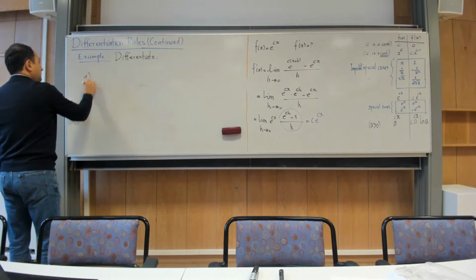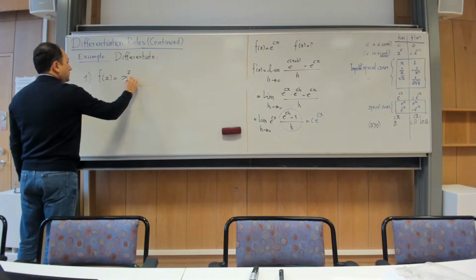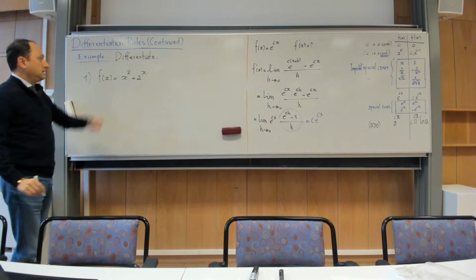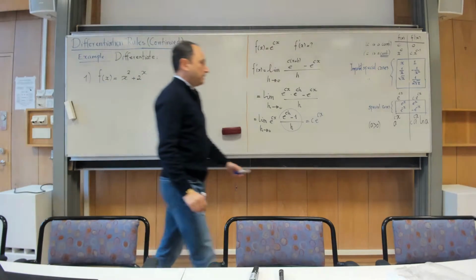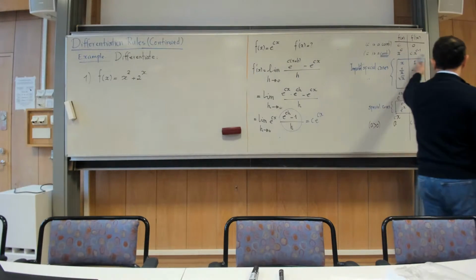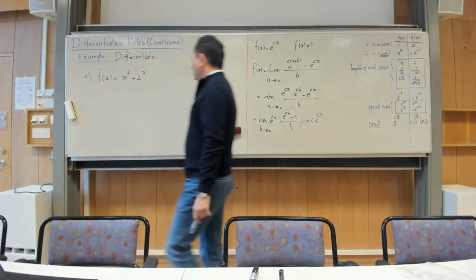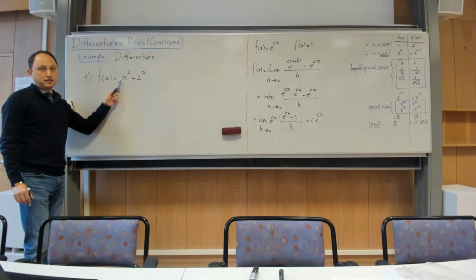So number 1, let me start with a simple example. f(x) is equal to x squared plus 2 to the power x. This is a simple example, but it shows you the difference between the formula on the second row and the formula on the last row. This is called an exponential function, but this is called a polynomial function.